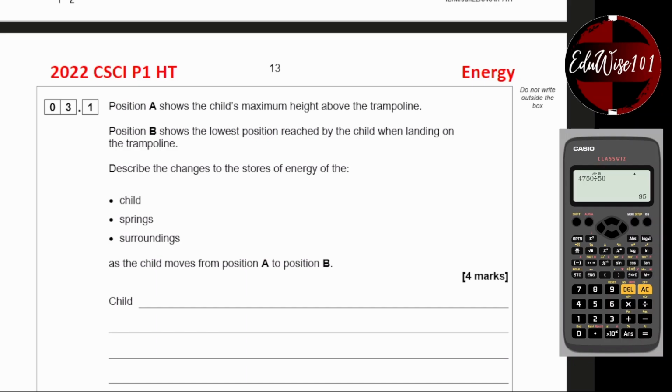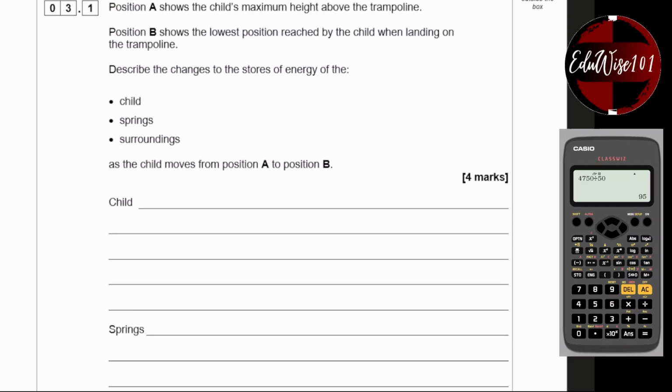Describe the changes to the stores of energy of the child, springs, and the surroundings as the child moves from position A to B, as they fall, essentially. So the child: what's happening to the energy store? When they're at the top, they have gravitational potential energy. As they're falling down, that gravitational potential energy is changing to kinetic energy.